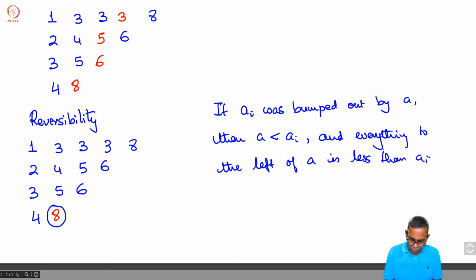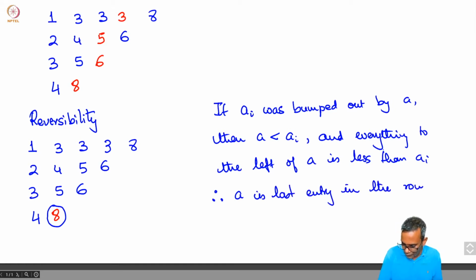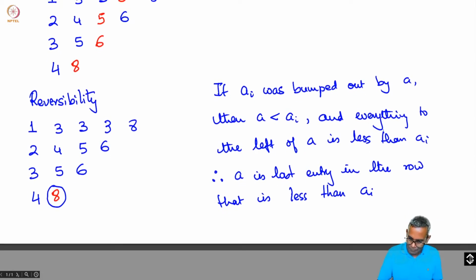So what we know is that A is the last entry in the row that is less than A_i. So in this row, the last entry that's less than 8 is 6. So this 8 must have been bumped out by the 6. So what we'll do is we'll put this 8 in the place of 6.